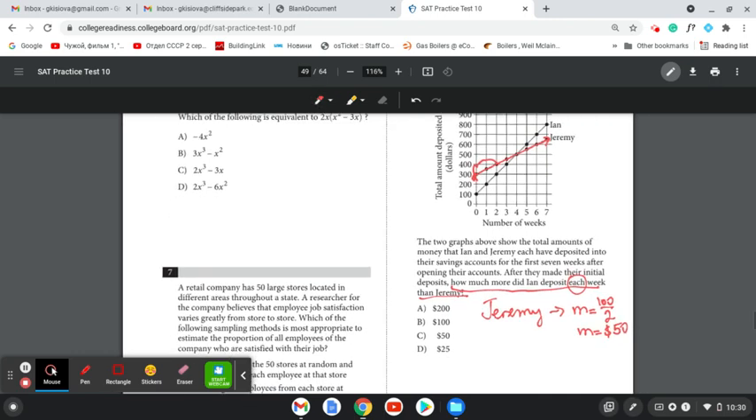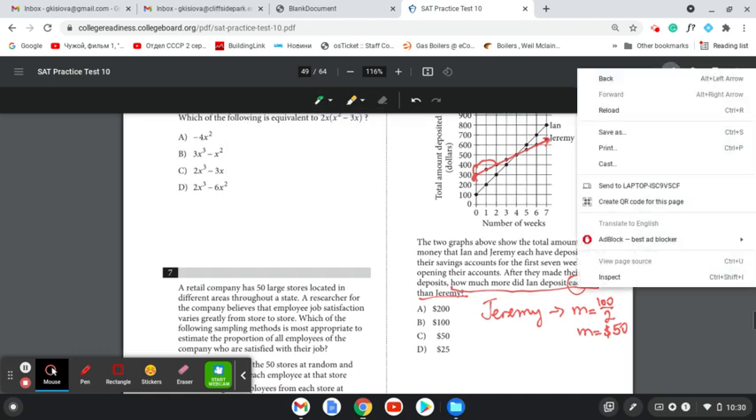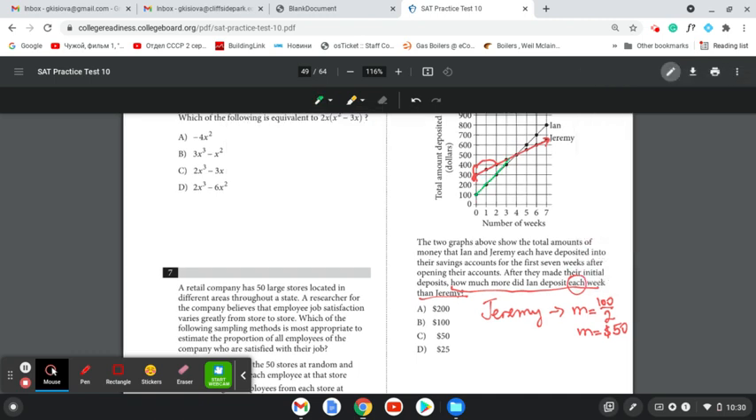And I'm going to do the same for Ian. Ian is going to be the green line over here. And Ian, I'll take these 2 points. Ian deposits $100 per week. What's the difference between them? 50 is going to be your answer.